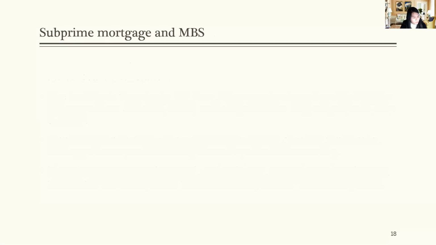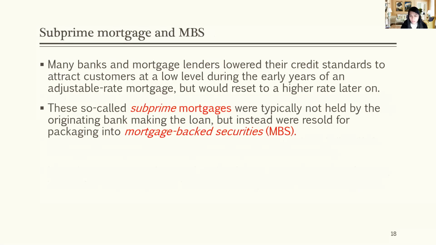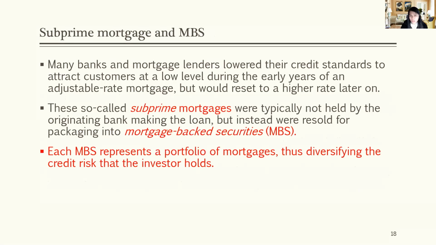So we have talked about this crisis before, so I'm going to just skip through some of the things that were discussed before. So the subprime mortgage, as we mentioned before, was booming during the period before 2007 because of the cheap credit and a lot of liquidity, right?